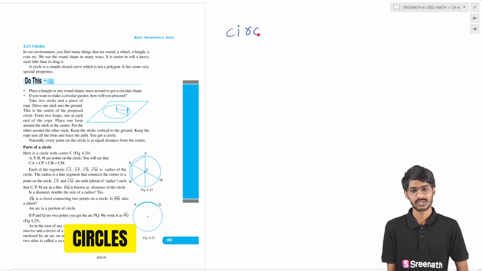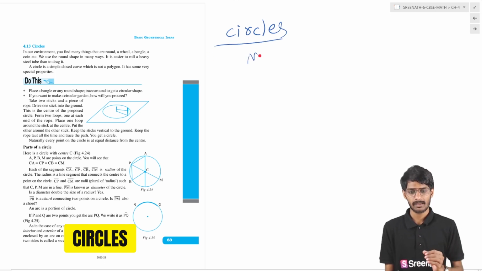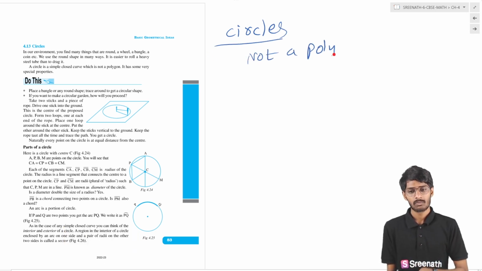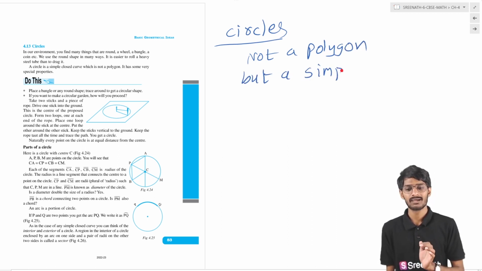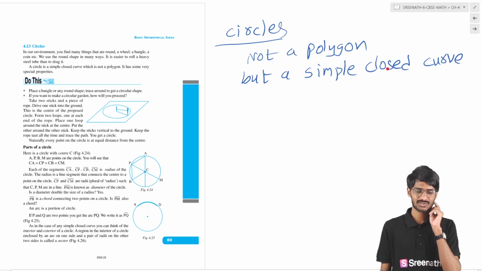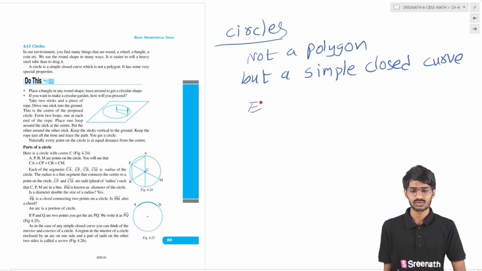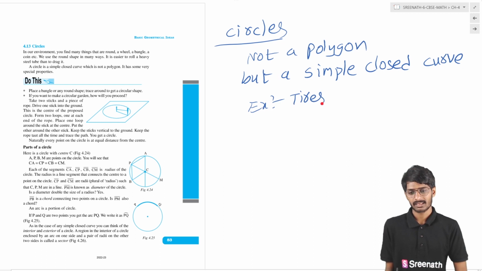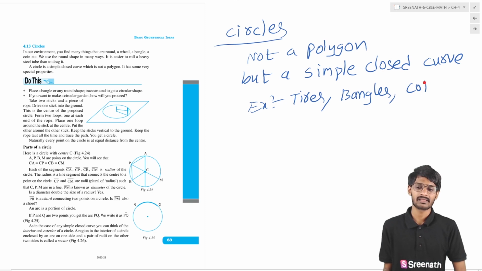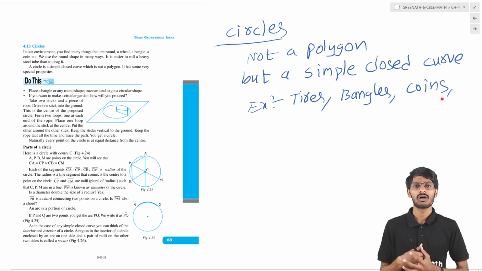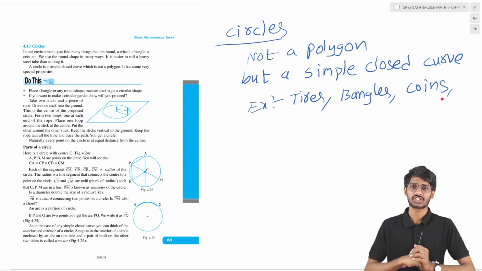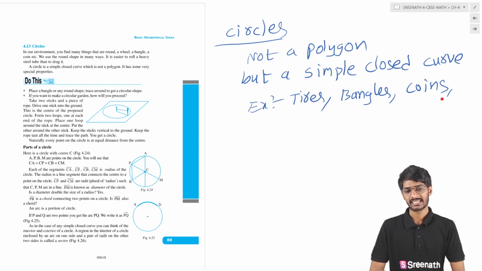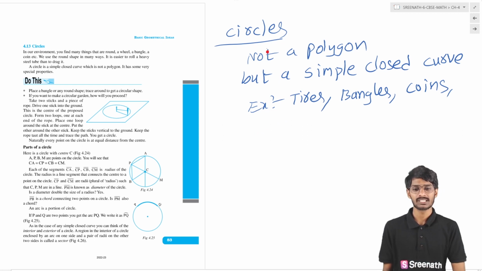Next thing is about the circle, students. Coming to circles, it is not a polygon but a simple closed curve. So it is a simple closed curve, students. We are very familiar with the circle, students. Why? Because tires are in circular shape, and bangles are in circle shape, and coins are in circle shapes. If you see, so many things around us are in the shape of a circle. So we have to know about circles, students.